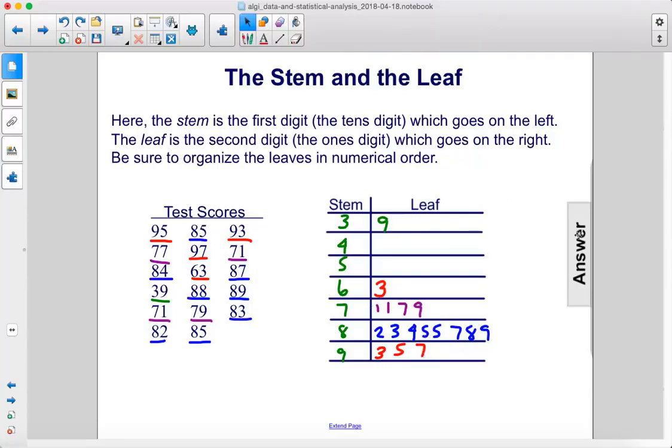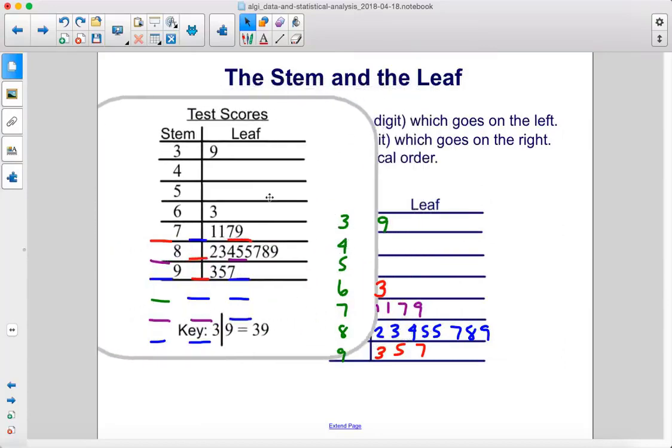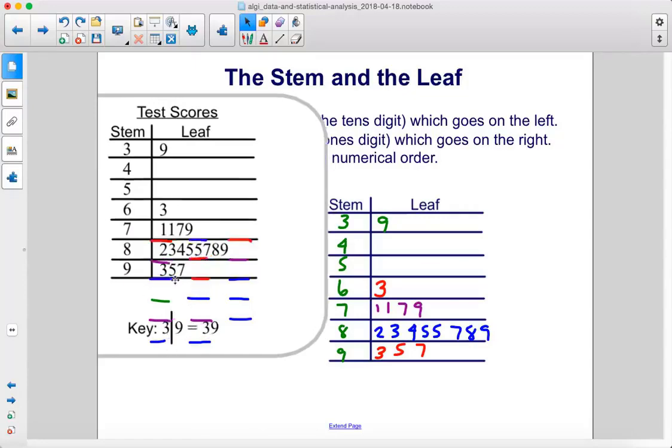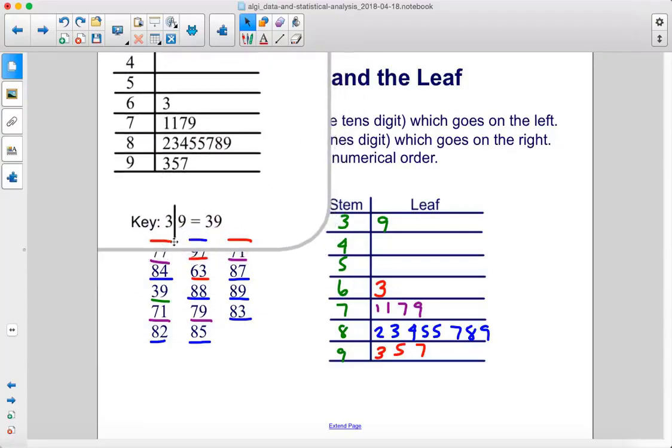Alright, so this is our stem and leaf plot. You can see here that we got all the same answers: 2, 3, 4, 5, 5, 7, 8, 9. Yep, and our key is 3 line 9 equals 39. So 3 line 9 equals 39.